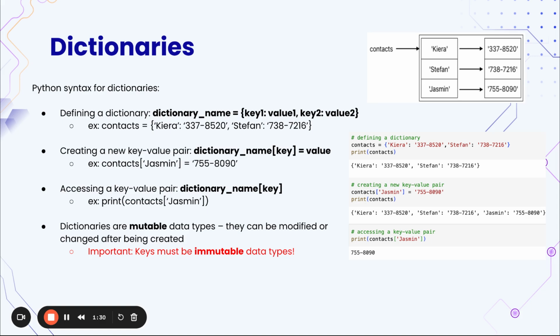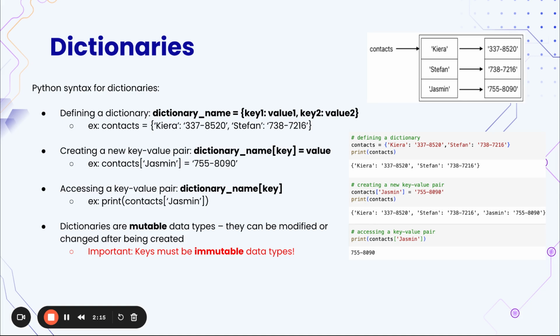Now, if we wanted to create a new key value pair to add to the dictionary, we could just write dictionary name, key, and then the value associated with that key. So for example, we had a dictionary with only 2 keys before. They were Kiera and Stefan. But let's say we want to add Jasmine, so the dictionary looks something like this. So what we would do is we would just write contacts, Jasmine, and then that equal to her phone number. And then as you can see here, that contacts gets updated to have 3 keys and values associated with the keys.